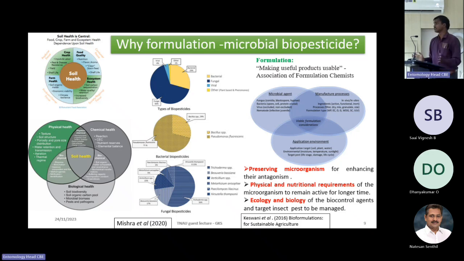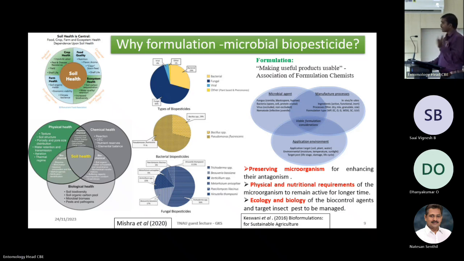So what is formulation, and why do we need formulation for microbial biopesticides? When we go for microbial biopesticide formulation, we have to consider 3 major factors: what type of microbial agent we are going to use, what is the manufacturing process by which we are going to prepare the microbial biopesticide, and what is the application environment. Simply, the motive of microbial biopesticide formulation is to preserve the microorganism so that the shelf life and the efficiency of the microorganism remain viable until it reaches the target insect.